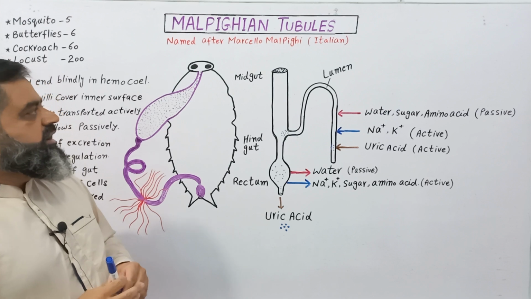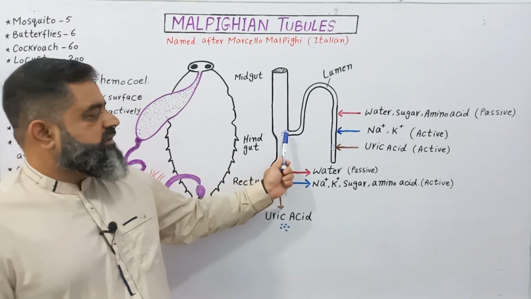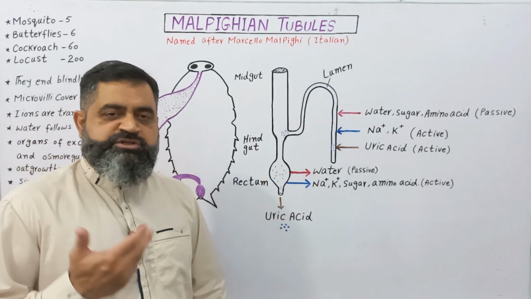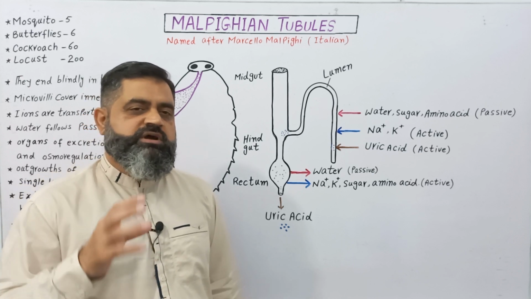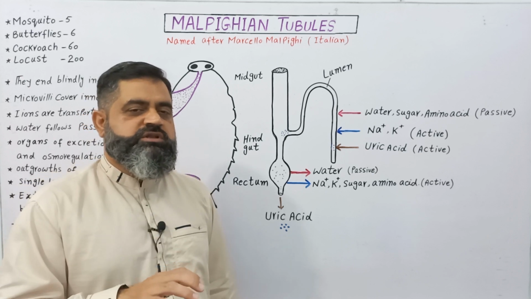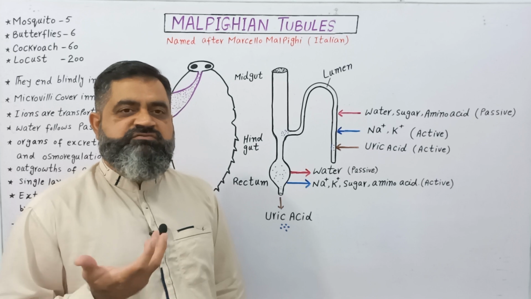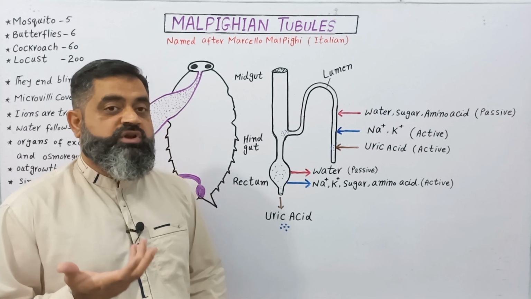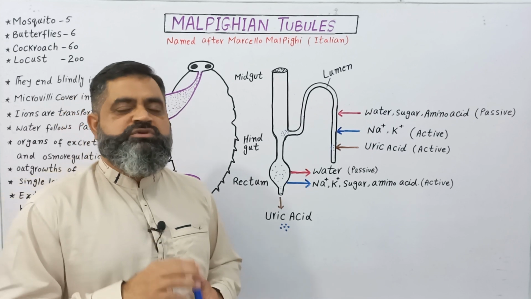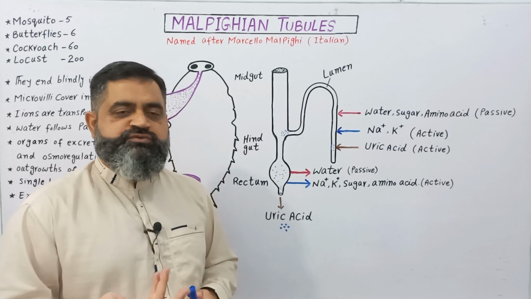So first of all, these Malpighian tubules, as I mentioned earlier, are suspended in the hemocoel, where there is a fluid which is known as hemolymph. Hemolymph contains nitrogenous waste products and also useful substances.